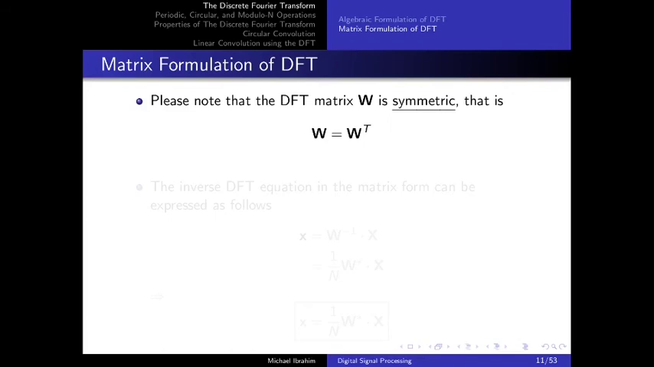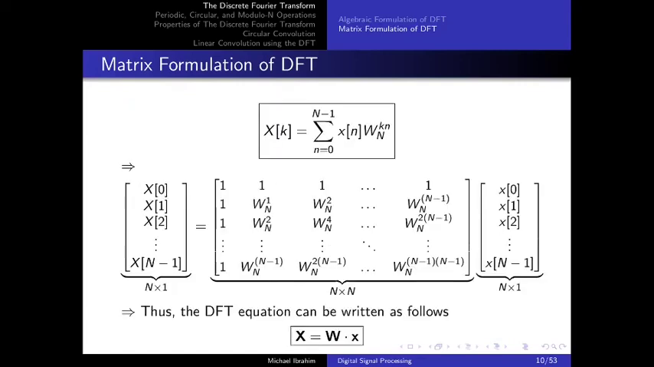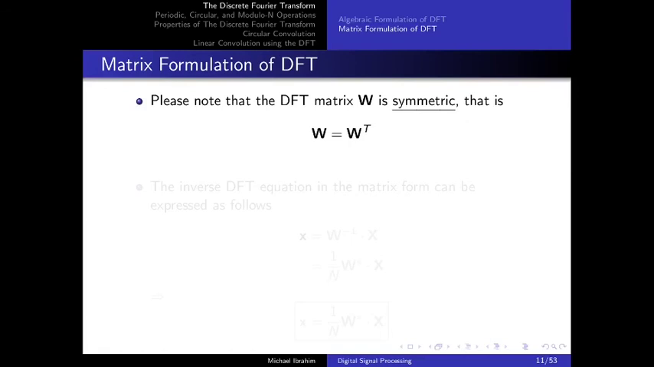So note that the DFT matrix is symmetric, and by symmetric we mean W is equal to W transpose, and by transpose we mean exchanging rows with columns. So if we go back over here, the first row is actually equal to the first column. The second row is equal to the second column. The third row is equal to the third column. So if you transpose this matrix, it will be the same. So W transpose is equal to W, and this is known as a symmetric matrix.